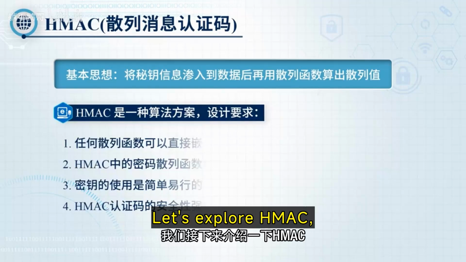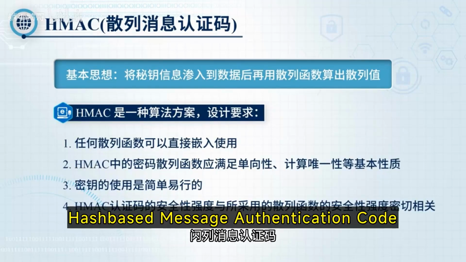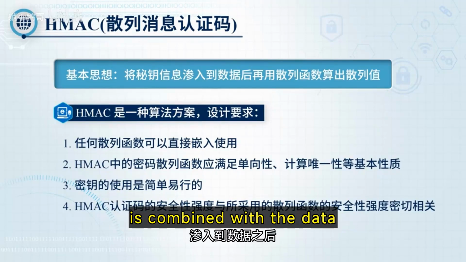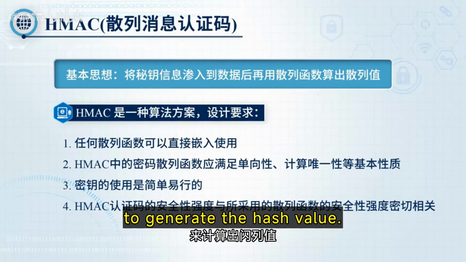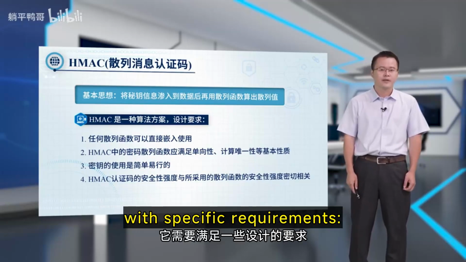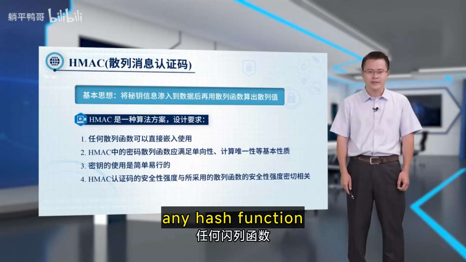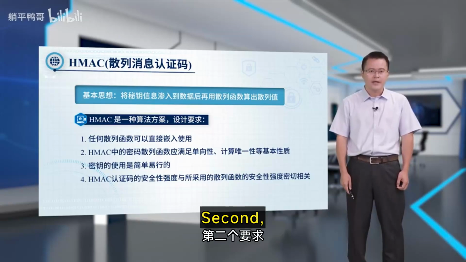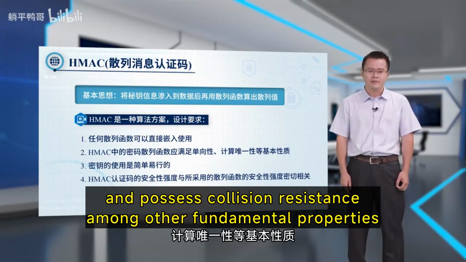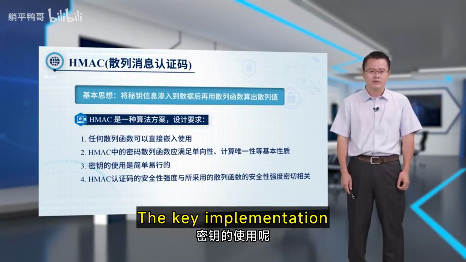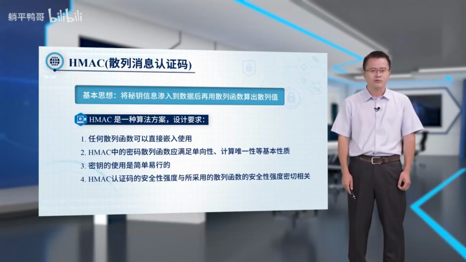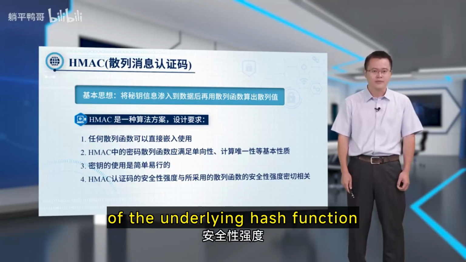Let's explore HMAC, also known as hash-based message authentication code. What's the principle behind it? The key information is combined with the data, then a hash function is used to generate the hash value. HMAC is a cryptographic algorithm with specific requirements. First, any hash function can be directly embedded. Second, the hash function in HMAC must be cryptographic. It must be one-way and possess collision resistance among other fundamental properties. The third requirement, the key implementation, must be straightforward and easy to implement. The fourth requirement, the security strength of HMAC, is directly proportional to the security of the underlying hash function.